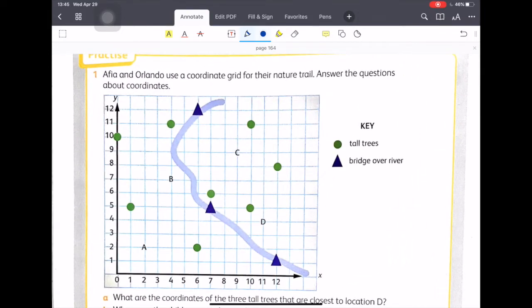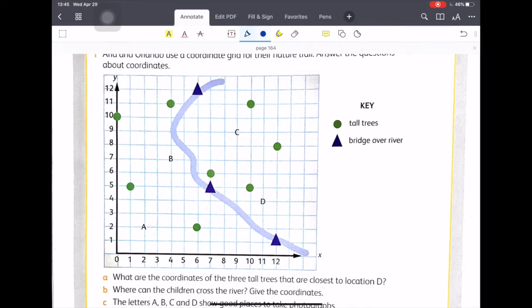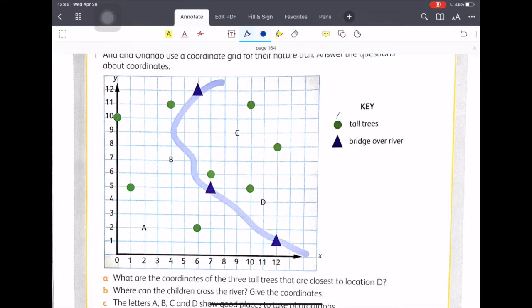Afia and Orlando use a coordinate grid for their nature trail. Answer the questions about the coordinates. Okay, so these are some important points about the coordinates. The circles are going to show the tall trees, and the triangles are going to show the bridge over the river.